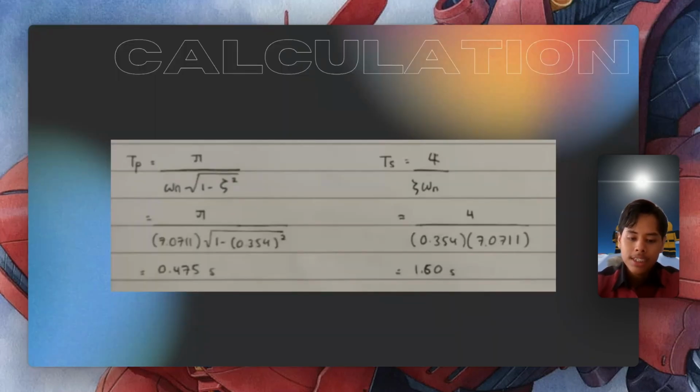The peak time is the time required for the response to reach its first maximum value. After substituting the values into the equation, the peak time is approximately 0.48 seconds. Settling time is the time required for the response to remain within 2% of its final value. The calculated settling time is approximately 1.60 seconds.